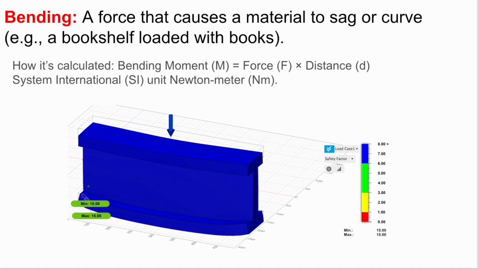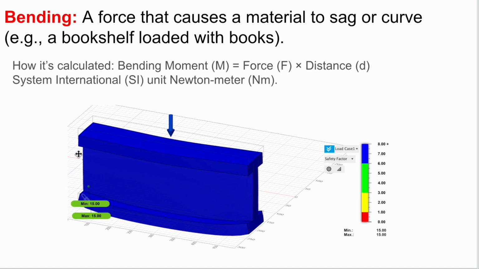Bending force causes a material to sag or curve. You can think of a bookshelf loaded with books, and it's calculated by bending moment, which is force times distance, and this is also measured in Newton meters. You can see here, this is an I-beam that I created in Fusion 360, and I ran a finite element analysis on it, and you can see that it is bending.